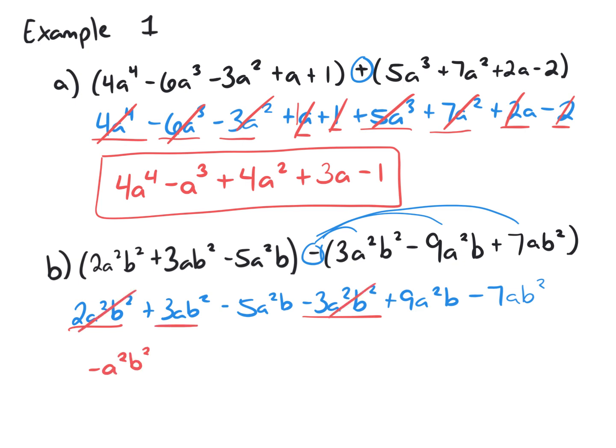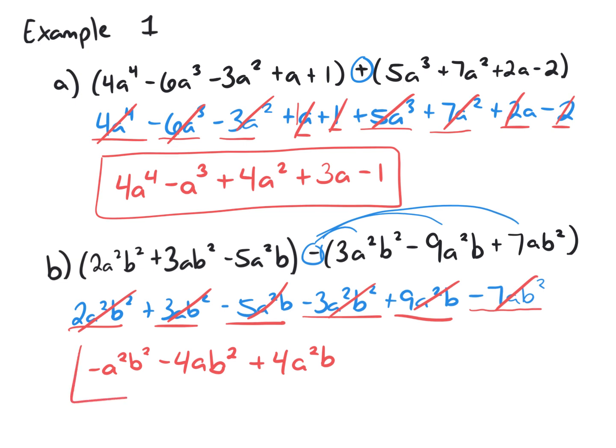What about ab squared? Negative 7. Yep, so what's 3ab squared minus 7ab squared? Negative 4ab squared. Yep. And then we have negative 5a squared b plus 9a squared b. 4a squared b. Yep. And again, you know you're done with those when you can't combine any more like terms.